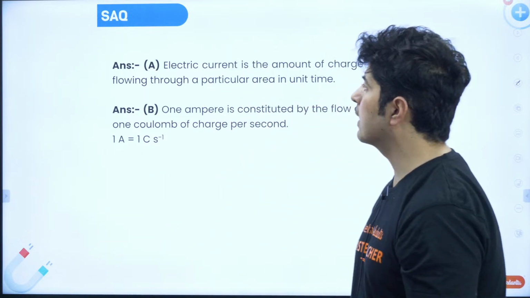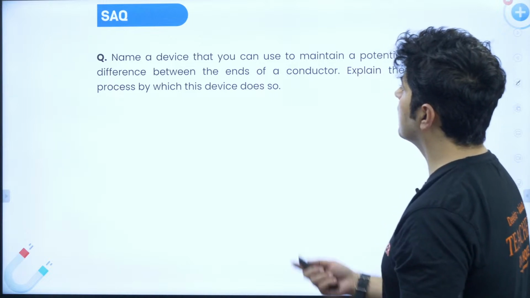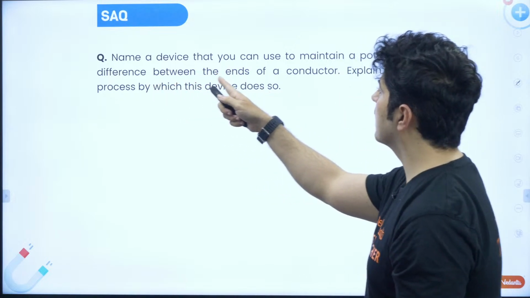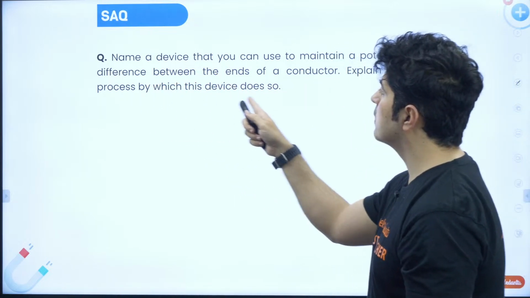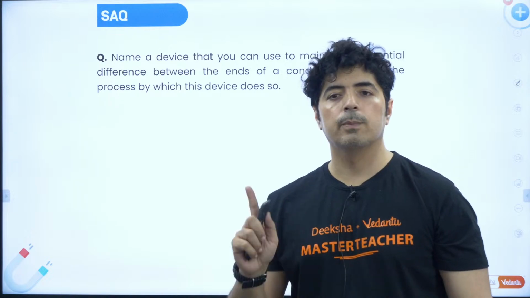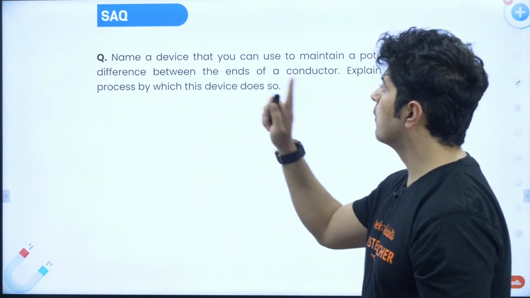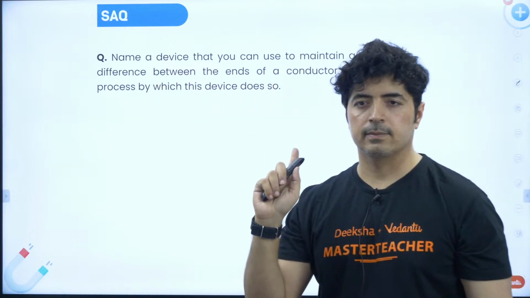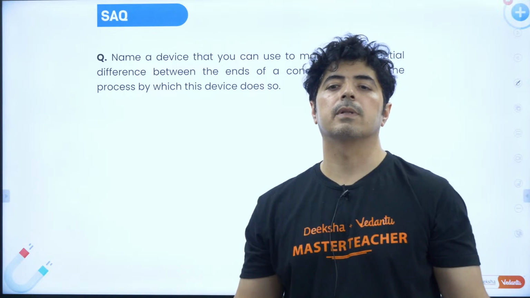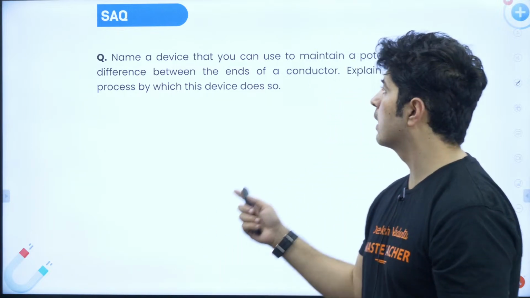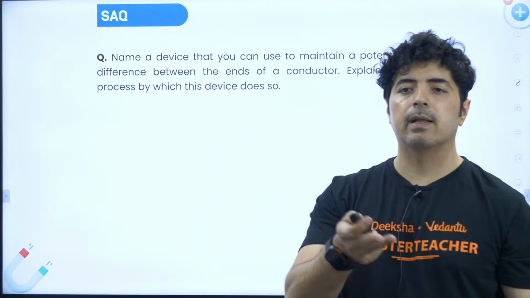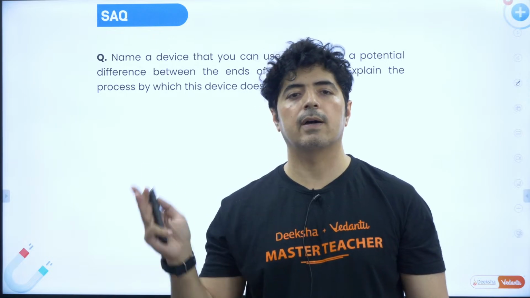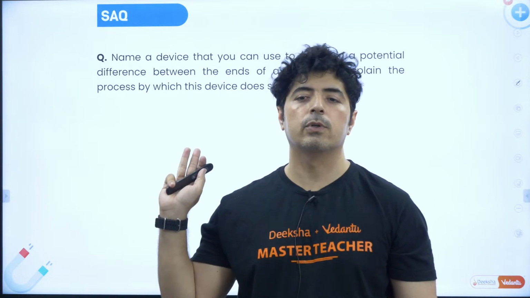Okay, let's go ahead and hit some more problems. There's another problem which came. Name a device that you can use to maintain a potential difference between the ends of a conductor. Explain the process by which this device does it. So what device do we use? Simple, a cell, right? We use a cell, a battery, correct? Explain the process. There are chemical reactions happening in the battery. Because of the chemical reaction, the electric current is produced. You just have to write in like 40-50 words. I'm sure you can manage that.